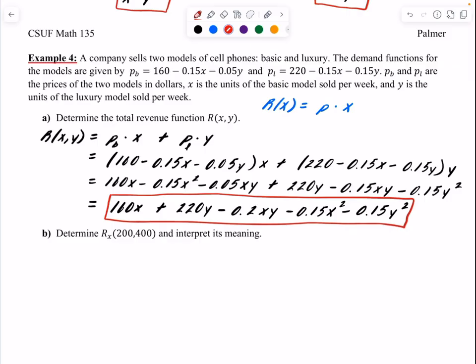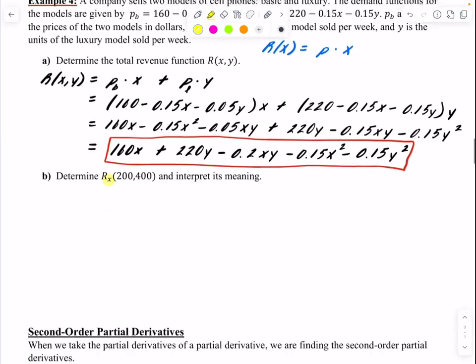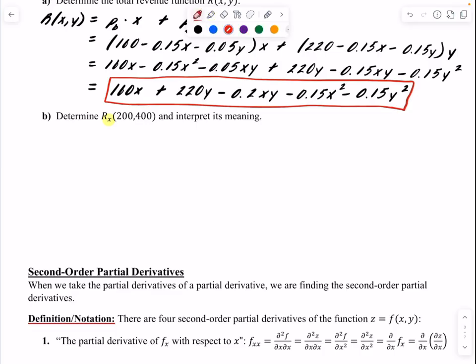For part B, they want us to take the partial derivative with respect to x, and then they want us to evaluate it when x is 200 and y is 400, and then they want us to interpret its meaning. So I'm first going to find my partial derivative with respect to x. I will go term by term.